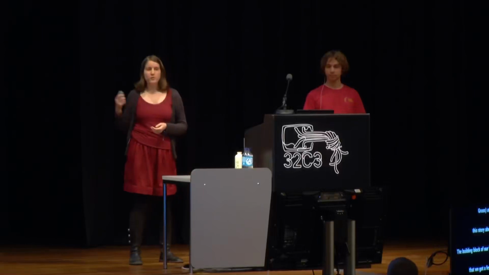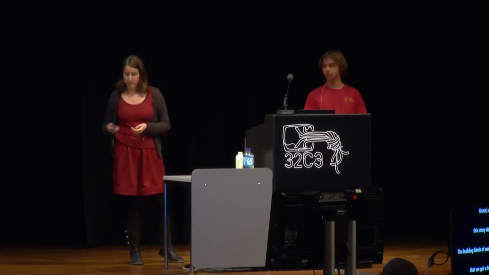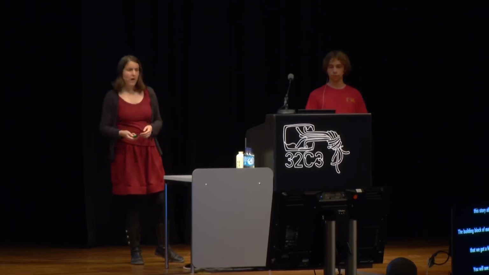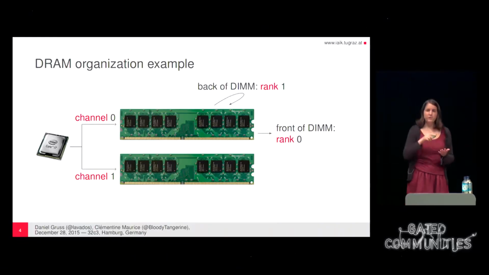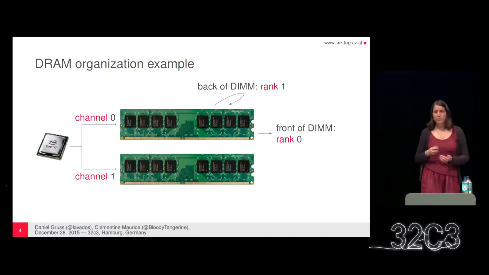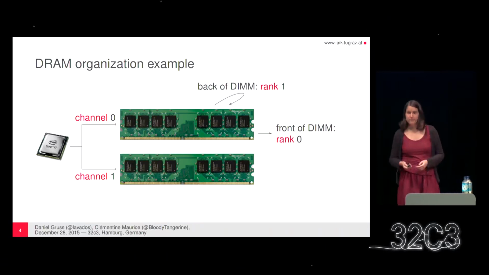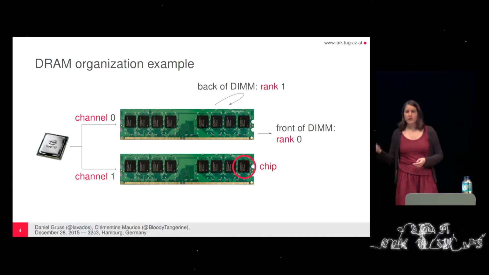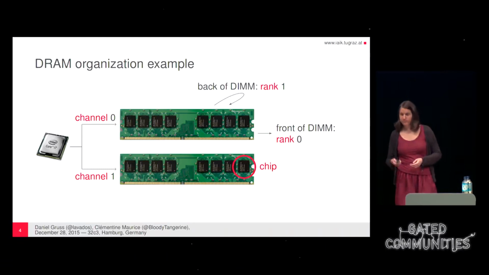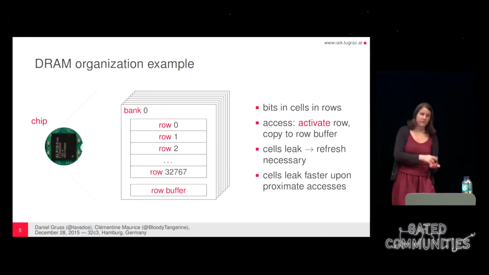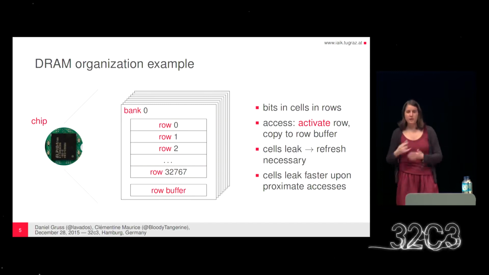Okay, so you will see what this is. This is a DRAM module, a DIMM module. And let's see how it is organized internally. For example, if you have two DIMM modules, you can have two channels. It is composed of a back side and a front side, which are called ranks. And on these ranks, you have 8 chips. Inside these chips, you have again 8 banks, which are composed of rows and a row buffer.